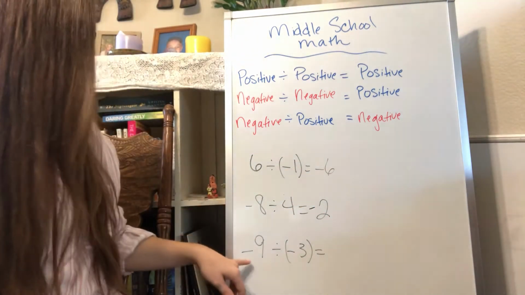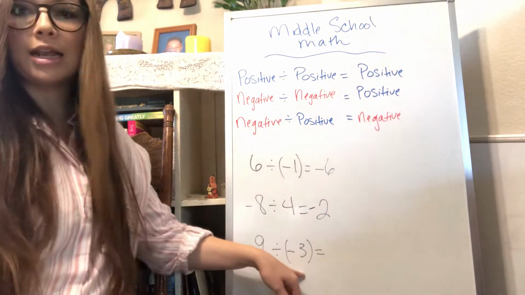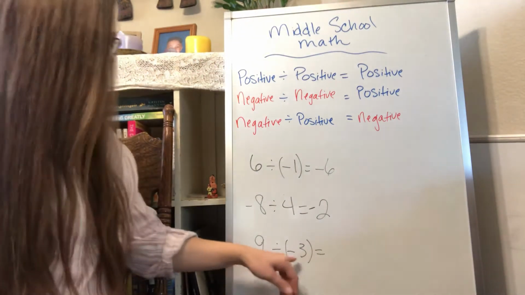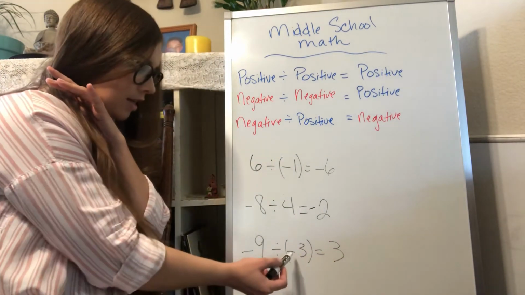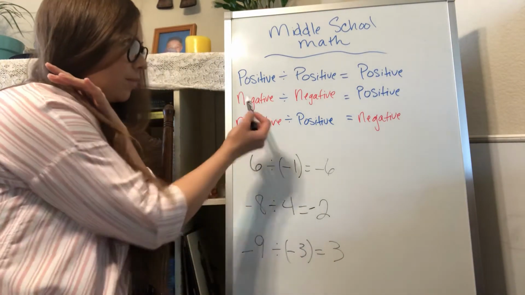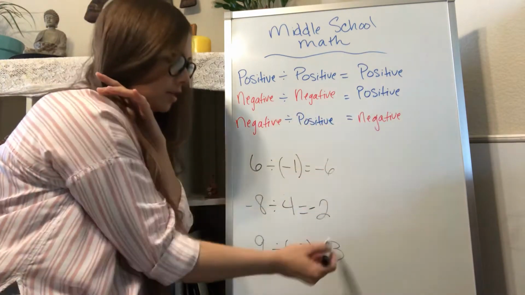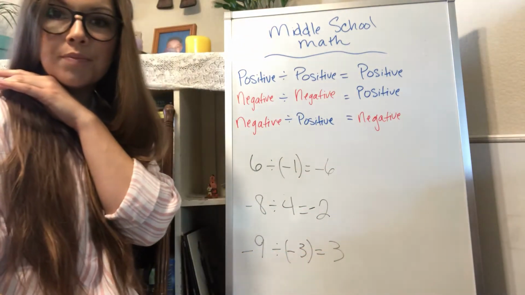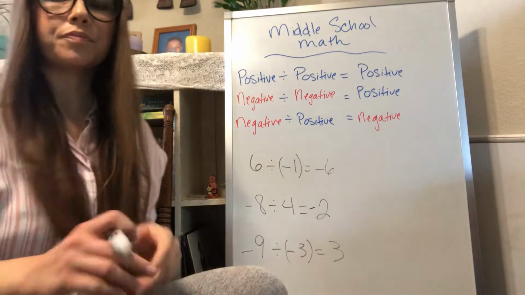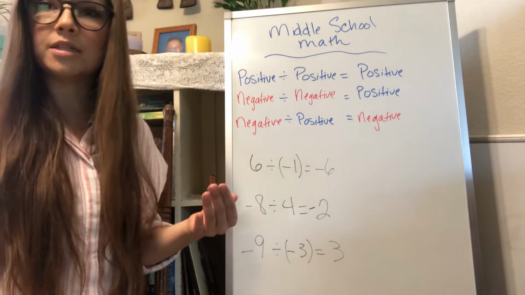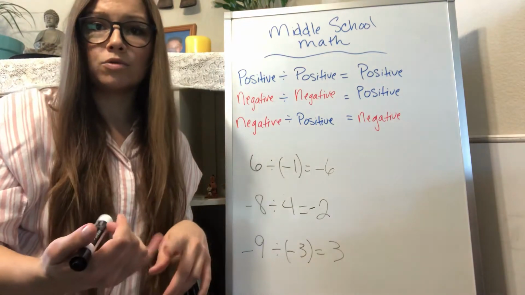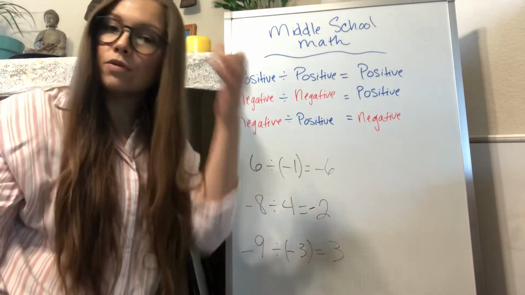Okay? Here we have negative 9 divided by negative 3. Okay, 9 divided by 3 is 3. And here I have a negative sign and a negative sign. So when the signs are the same, the answer is positive. So it's still just a positive 3. Okay? That is the basis of it. Sometimes you're going to be adding and subtracting fractions, especially if you're doing the Khan Academy stuff.